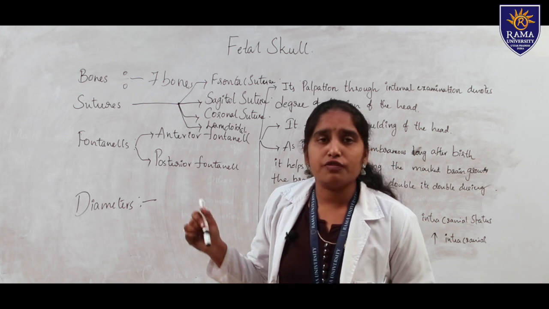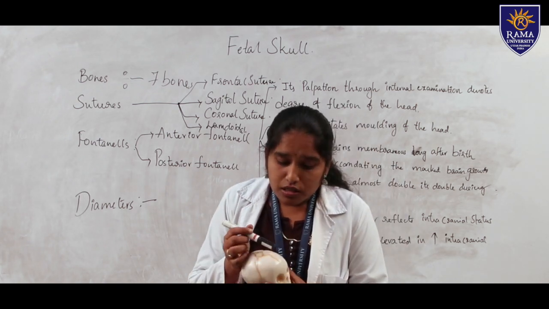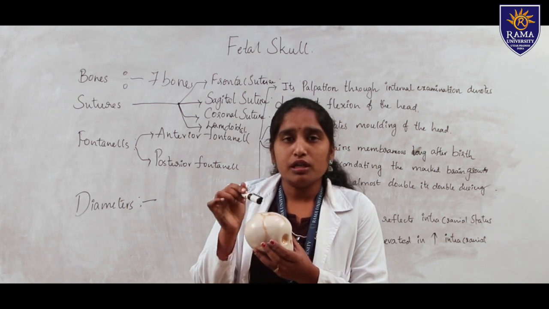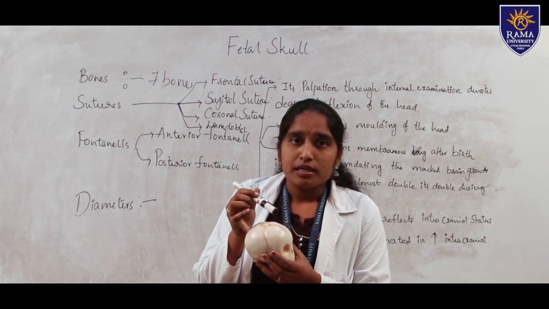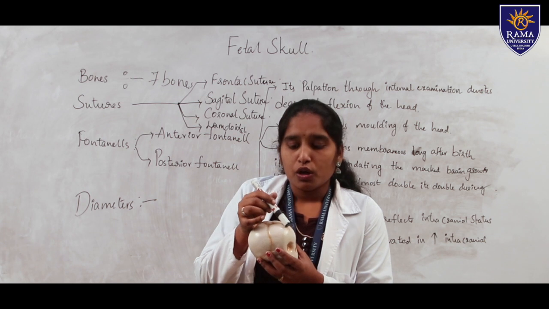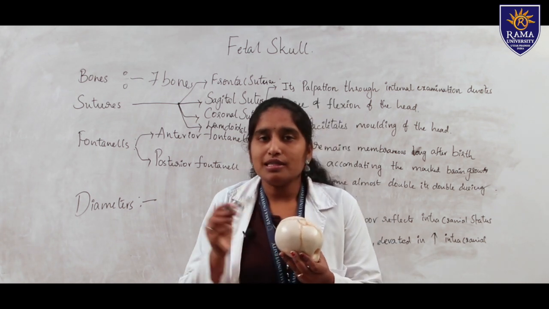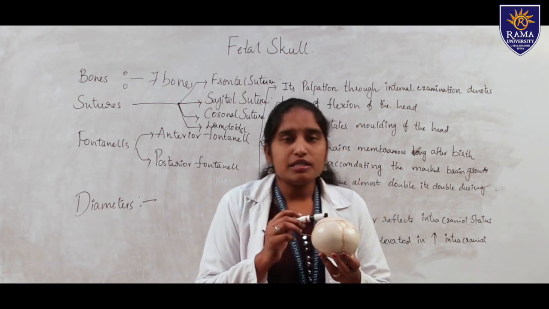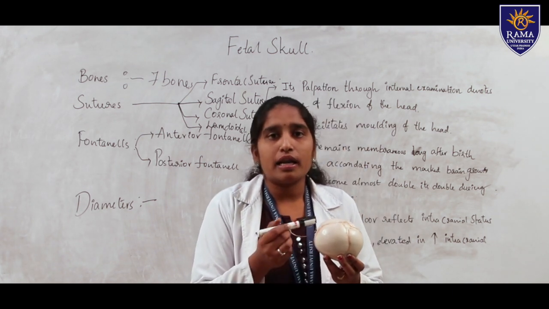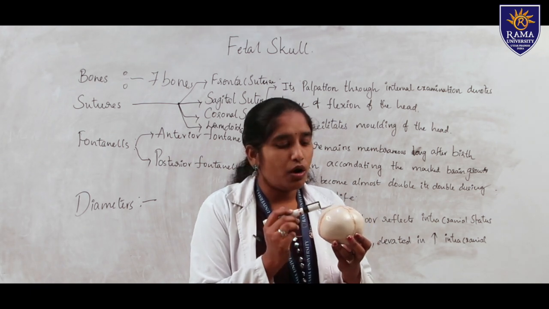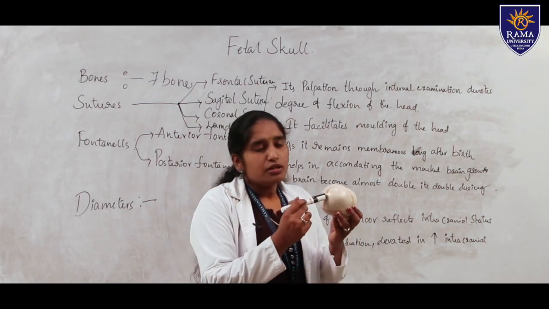Here, the first one is the frontal suture. The frontal suture lies between the 2 frontal bones, so it is called the frontal suture. Coming to the sagittal suture, it separates, or lies between, the 2 parietal bones. It is called the sagittal suture.